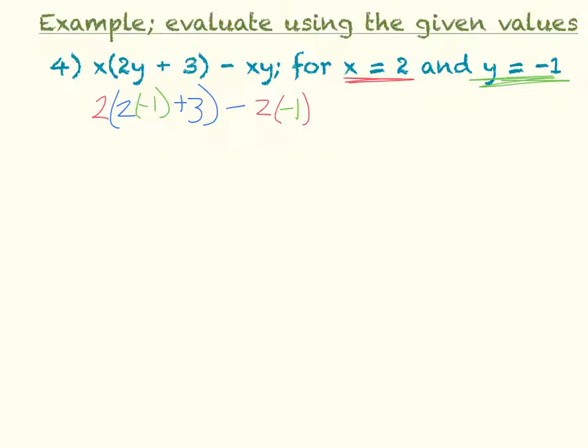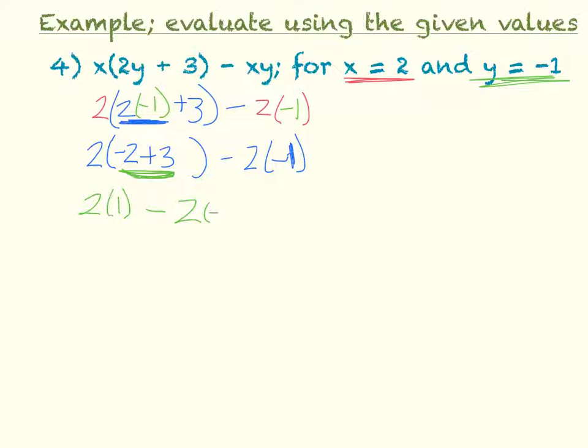So now I'm going to do my order of operations. So the first thing is to do the parentheses. So that's going to give me 2, and inside my parentheses, I actually have order of operations also, because I have to do multiplication before addition. So I do 2 times negative 1, which is a negative 2, plus 3, minus 2 times negative 1. And the next step is to actually complete the addition inside the parentheses right here. So I have 2 times negative 2 plus 3 is a positive 1, minus 2 times negative 1.